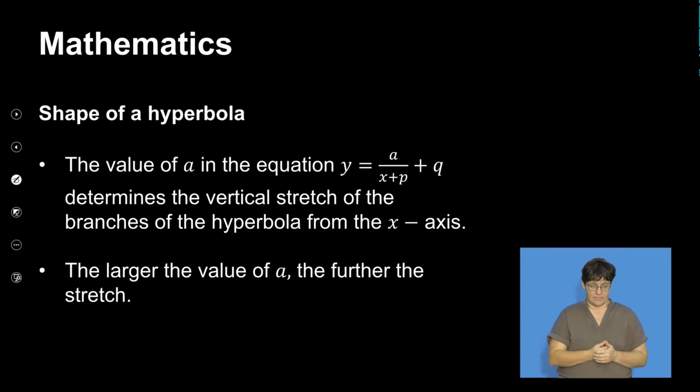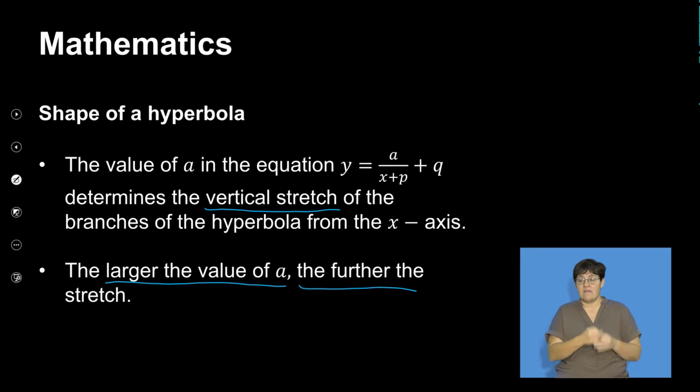Also, the value of A in that equation also determines the vertical stretch of the branches of the hyperbola. As much as it talks about the orientation of the graph, it also tells us what the vertical stretch is, right? Meaning, the larger the value of A, the further the stretch. In simple terms, the steeper it is, although it's not really a line.